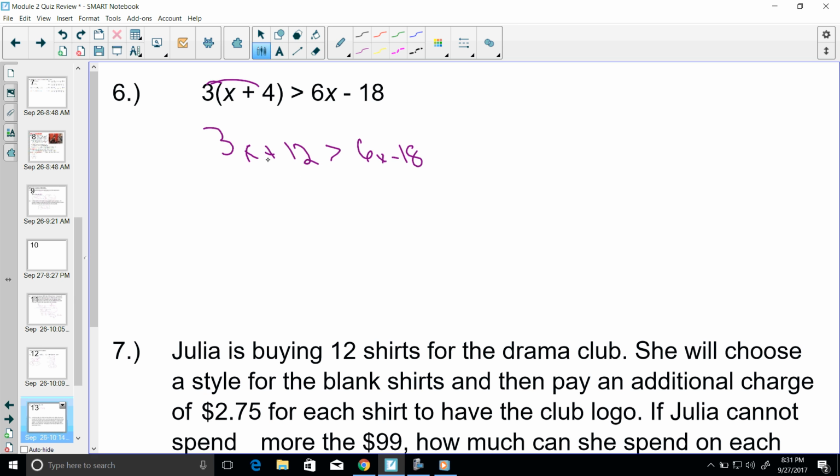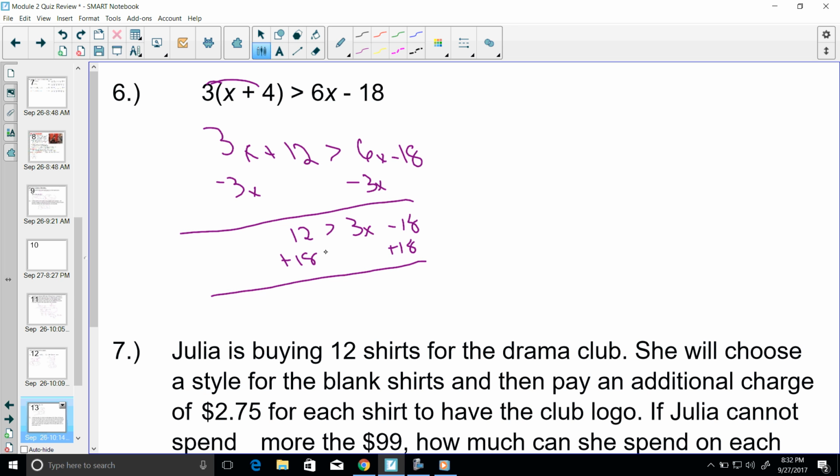And then I've got an x on both sides now. So I want to subtract so I get a positive value. So I'm going to subtract 3x minus 3x. And then it's going to give me 12 is greater than 3x minus 18. So now I add 18 to both sides, plus 18, plus 18. So that is going to give me a total of what? 30 is then greater than 3x.